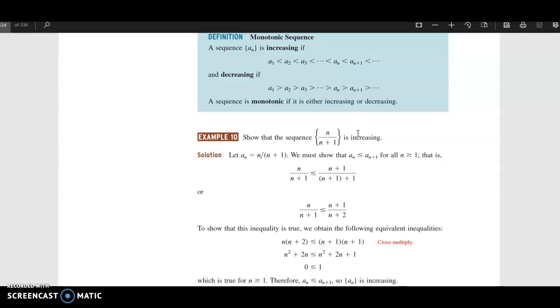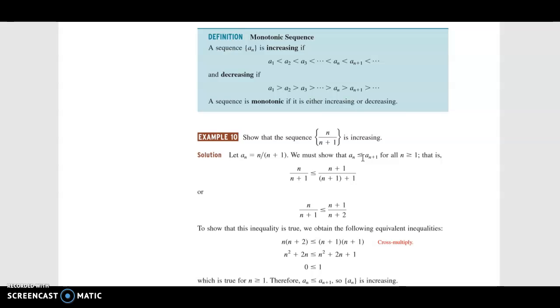Example: show that the sequence is increasing. First of all, take a_n equal to n divided by n plus 1. In order to show that this is increasing, we have to show a_n is less than or equal to a_(n+1) for all n greater than or equal to 1. So we have to show that n by n plus 1 is less than or equal to n plus 1 by n plus 1 plus 1, that is, n by n plus 1 is less than or equal to n plus 1 by n plus 2.